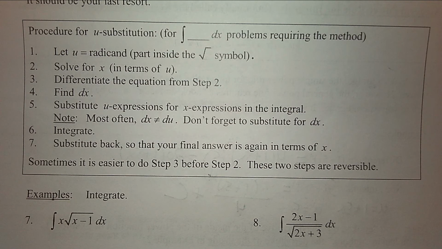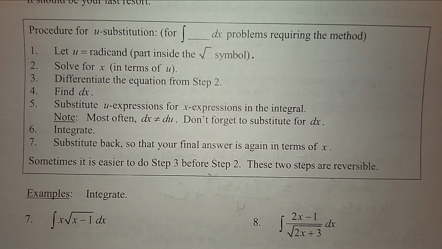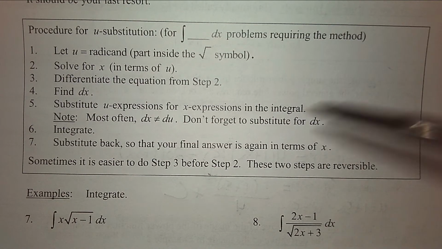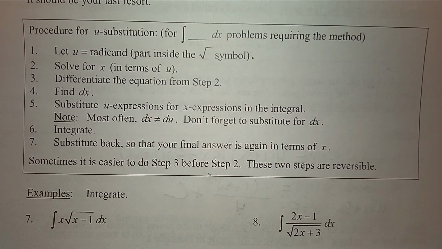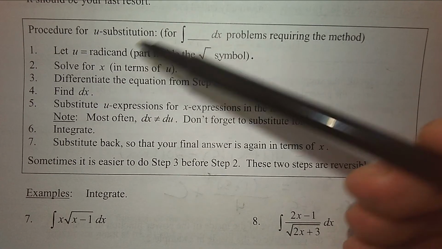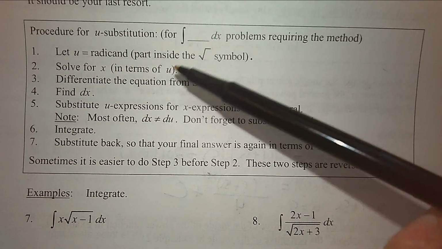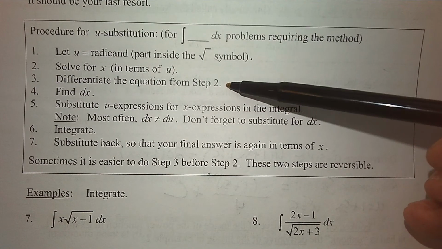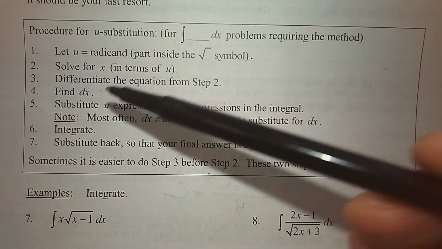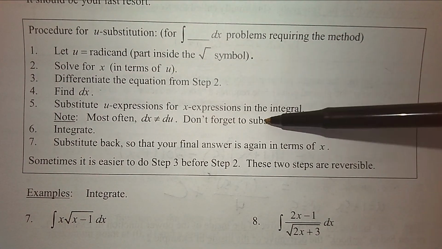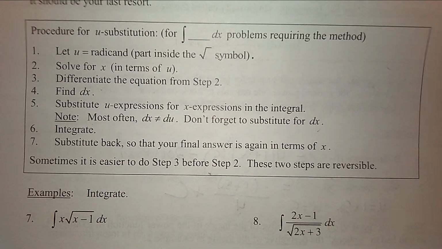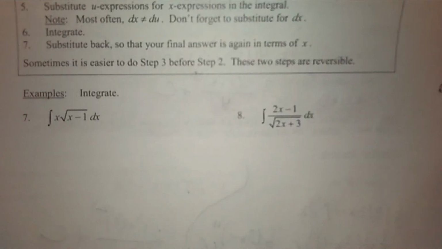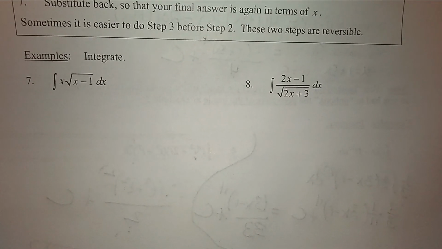Most often when this happens, you have a radicand, like a square root, cube root, something with a root. So it says, let u be the part that's inside the square root. Then solve for x in terms of u, differentiate the equation from step 2, find dx, substitute u in, don't forget to substitute dx in, integrate, then substitute back in. Fun. Here we go. You only learn by practicing, right?